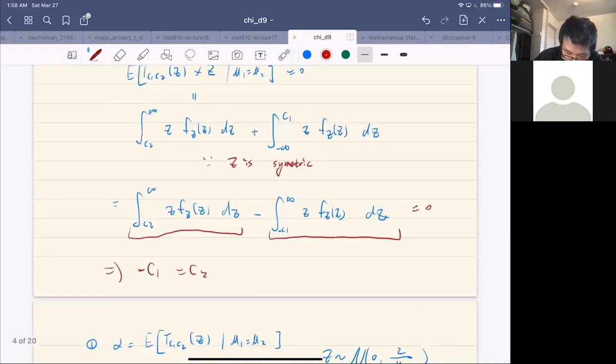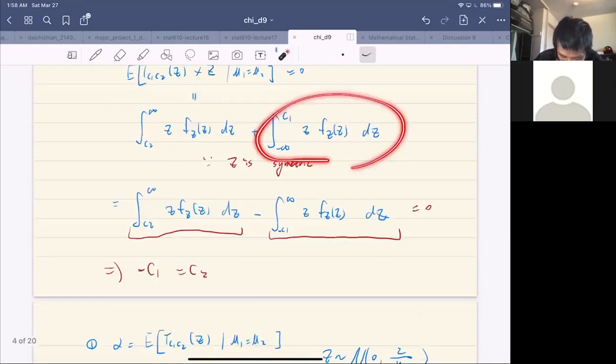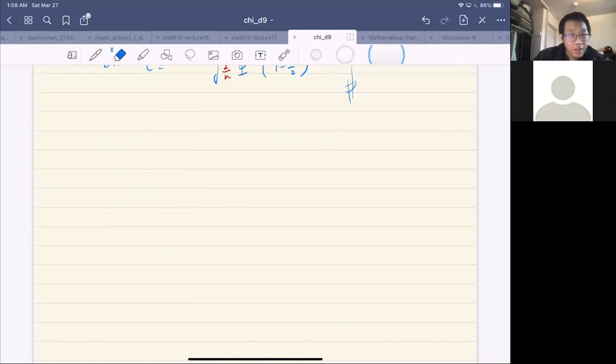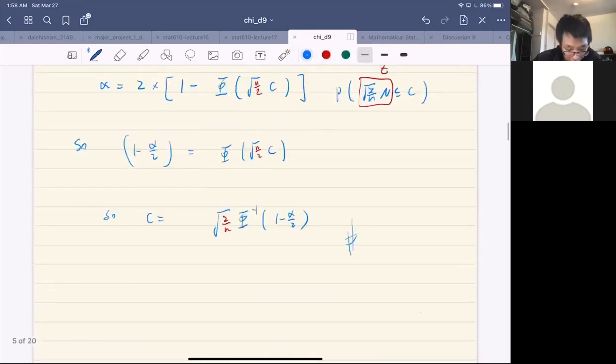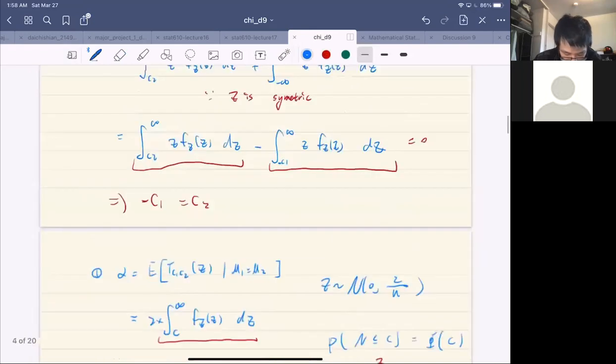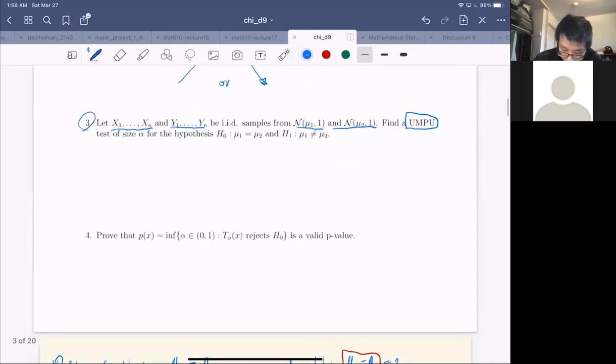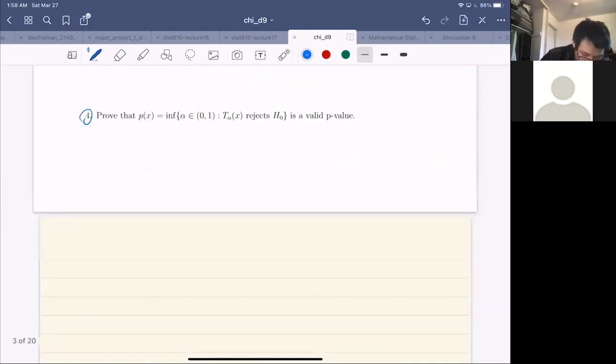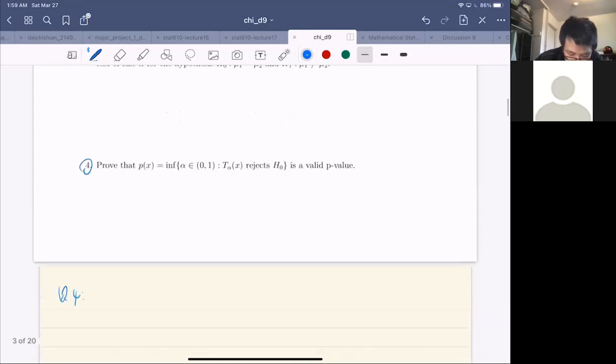Yeah, because I do this, so it should be negative here. Okay, so next is question 3. The next question is about the p-value. This just checks the definition. We define the p-value like this. So the definition is this one.